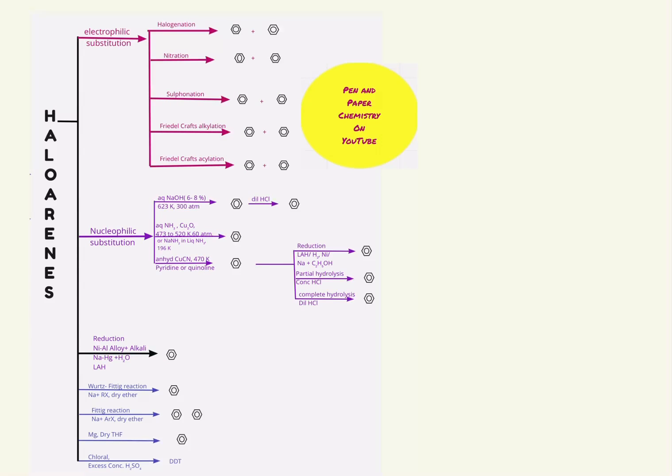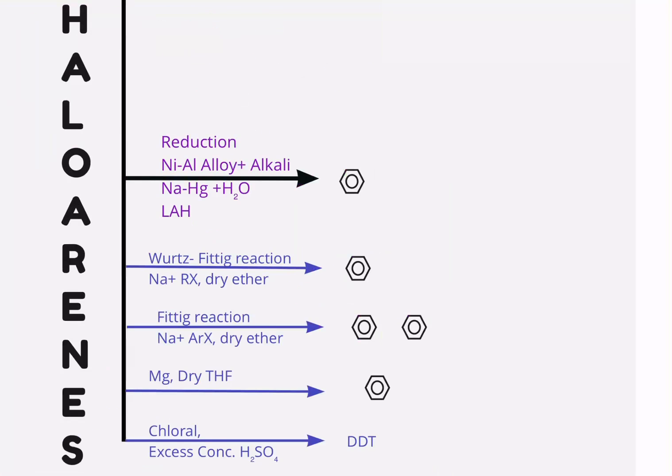I hope you are continuously adding the products of the reaction to this chart paper. So, we have haloarenes and we are going to talk about reduction of haloarenes. Now, reduction, you've talked about many reducing agents. For haloarenes, we can use nickel aluminium alloy with an alkali, sodium amalgam in an aqueous solution, or lithium aluminium hydride. LAH stands for lithium aluminium hydride as the reducing agent.